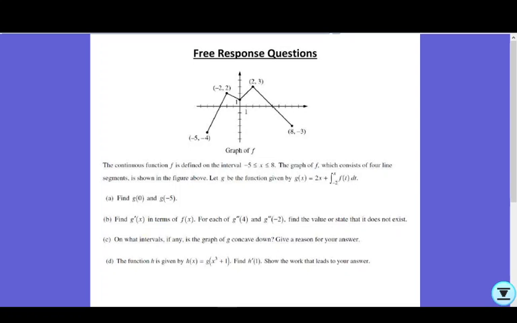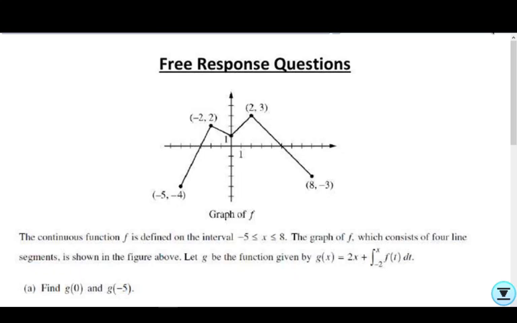So we're practicing for the AP test. This is one of the practice free response questions. We've done a couple of problems similar to this. I'm going to go through each one, starting with part A.